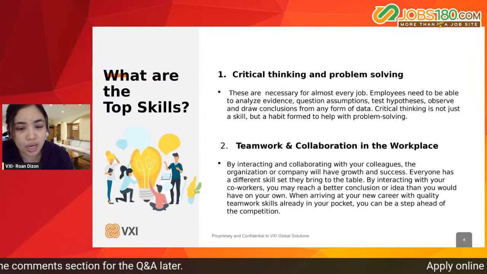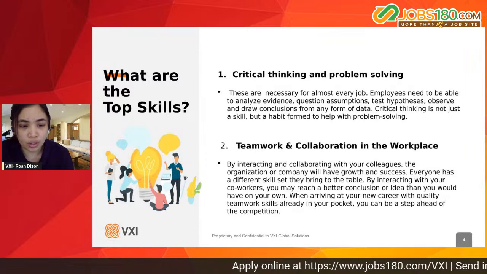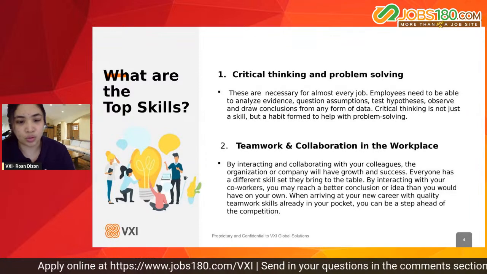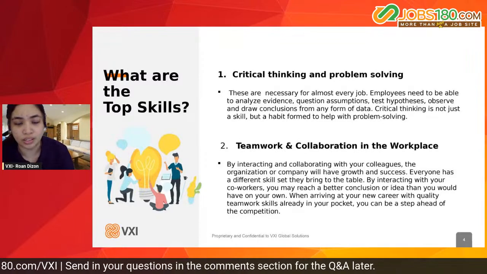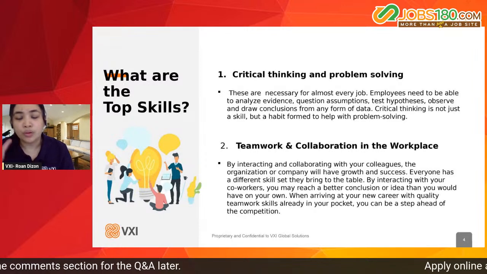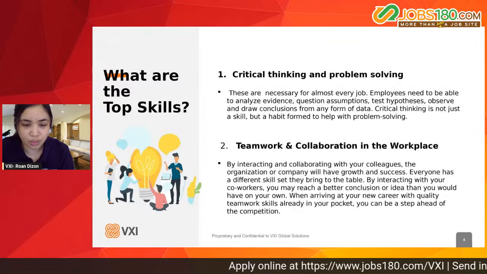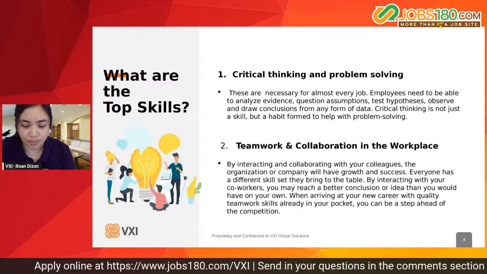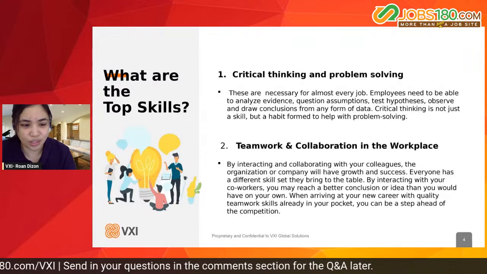Number two, teamwork and collaboration in the workplace. Earlier we learned something about how to communicate properly in a workplace, so this has got something to do with that. Teamwork and collaboration in the workplace is very important. Although you have the critical thinking, the problem solving skill, all the hard skills that you need, if you don't know how to communicate and collaborate with your teammates, it's still going to be difficult for you to be successful in the workplace.